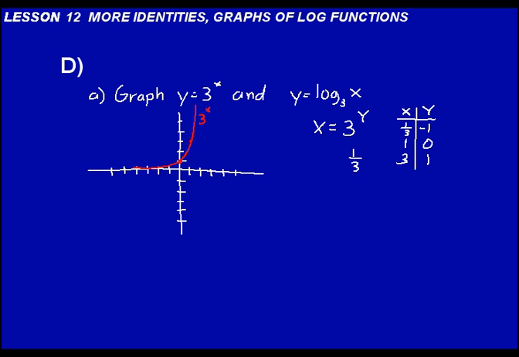Our first ordered pair there would be to the right 1/3 and down 1. So estimate that, it'd be about right there. The next one would be to the right 1, 0. So the exponential function went through 0, 1. Logarithmic functions go through 1, 0. And then one more point: to the right 3 and up 1. Now we can go ahead and graph that.